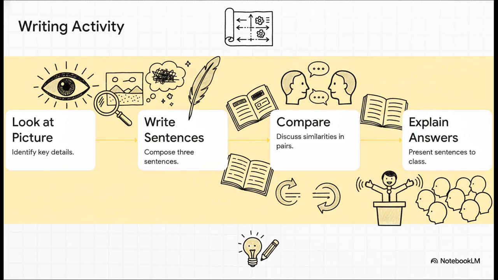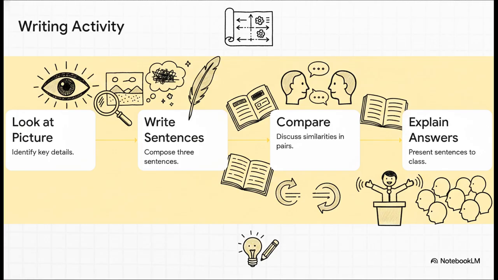Let's look at a highly practical example of a writing activity sequence in action. First, look at the picture. Next, write sentences. Then, compare sentences. Finally, explain your answers. See how that works? It fosters creativity, sure, but it ensures absolute clarity at every single stage.